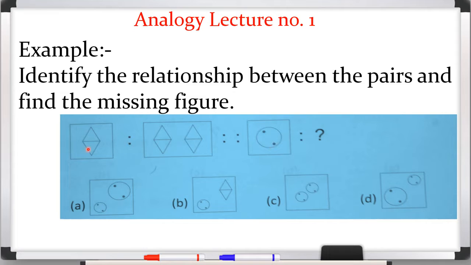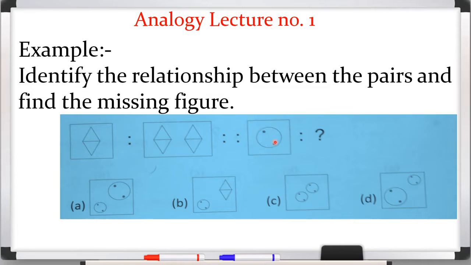Okay, so here you can see that one diamond shape is given and here it is given two diamond shapes. Means what is the relationship between it? If it is 1, then it is 2. Okay, and the same relationship we have to follow in these two figures. So here what is given to us? One circle with two dots.